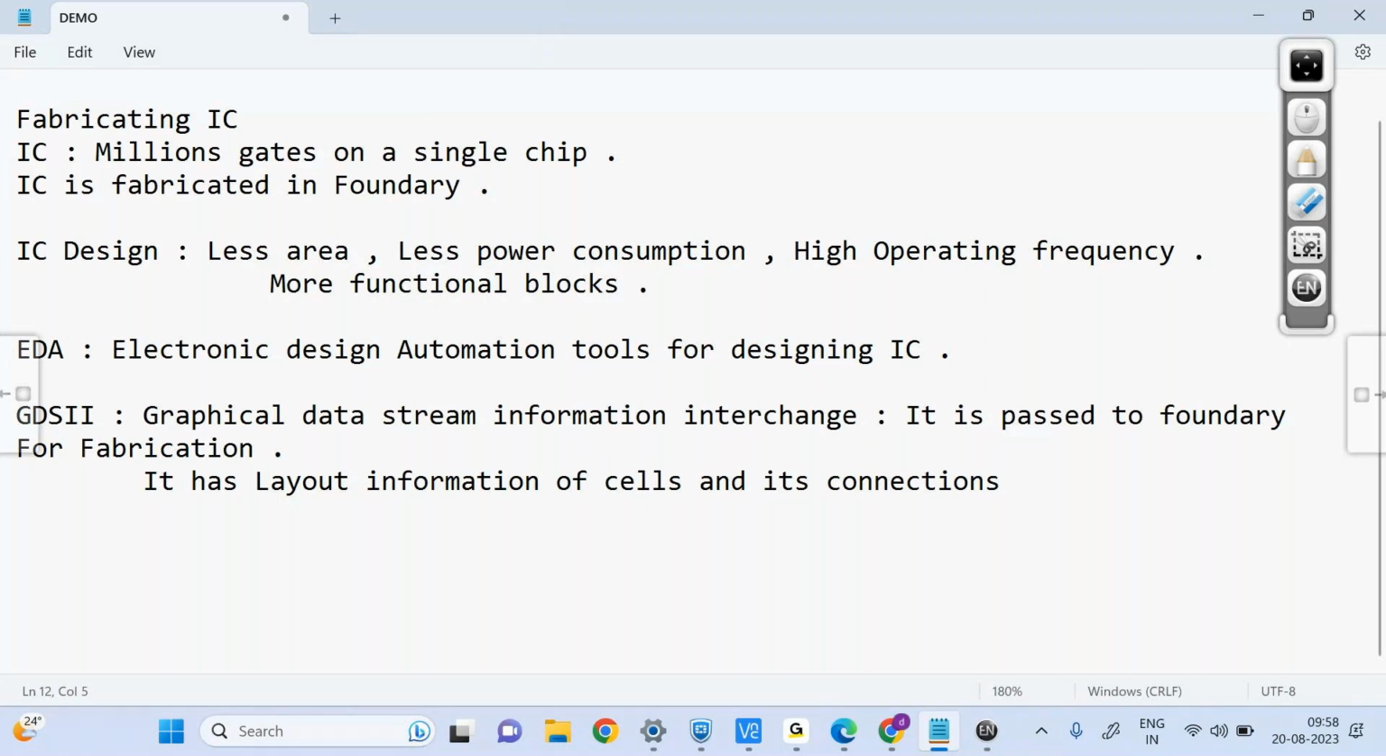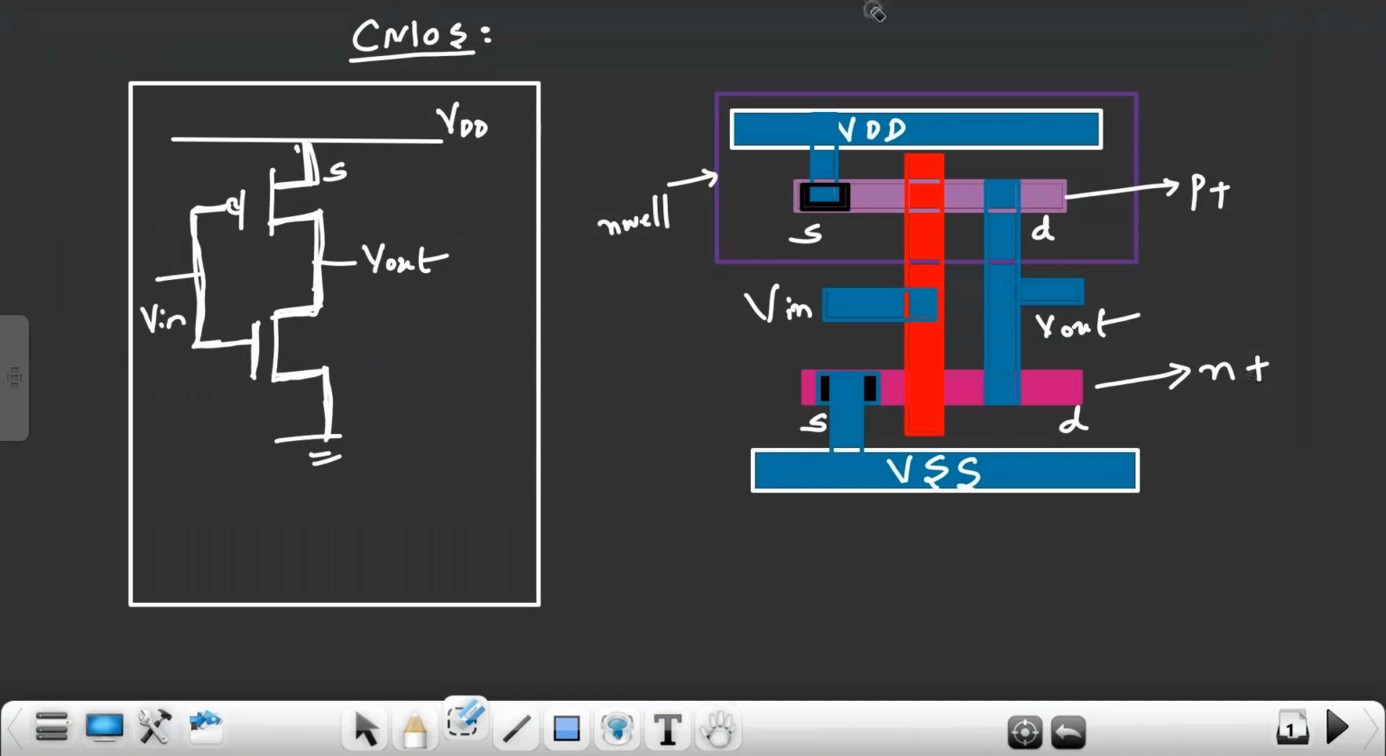Now, the question starts here. How to generate this GDS? This layout is drawn by layout engineers. Who is going to draw this layout? There are separate engineers called what? Layout engineers. Then what will physical design engineers do?